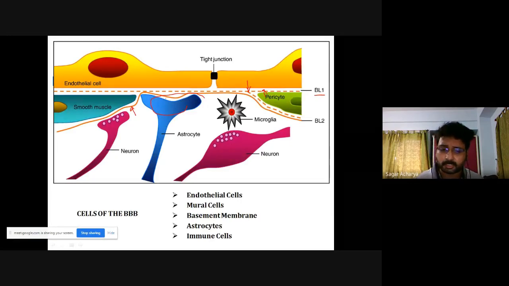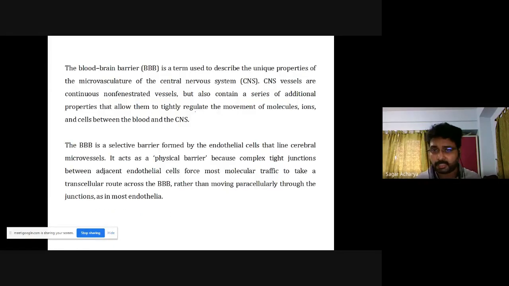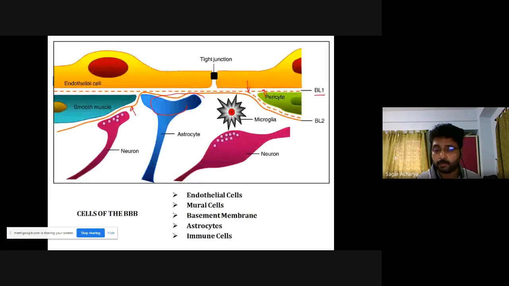These are the major constituents. Now, if you ask me whether there is any difference between basement membrane 1 and basement membrane 2, yes, there is a difference in constituents. There are different types of laminins. In the inner basement membrane, BL1, you find laminin alpha 4 and alpha 5, whereas in the outer basement membrane you find laminin alpha 1 and 2. So these are the two distinct differences.